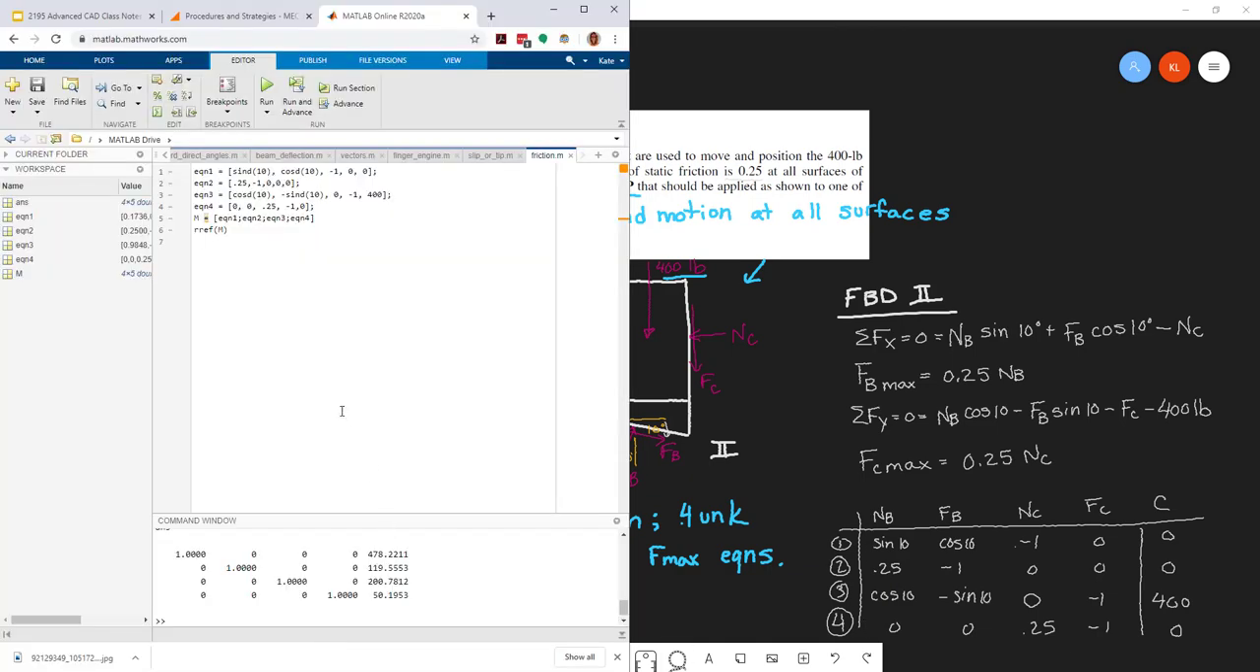When I add that into MATLAB, I build those 4 equations into a matrix, I run RREF for the reduced row echelon form, and I have some values down here. So the 478 is my normal force at B. My friction force is 119.5 or 120. And you can see that that 120 is a quarter of NB. And likewise, the wall force is about 200 pounds, and the friction force at the wall is 50, or just about a quarter of that.